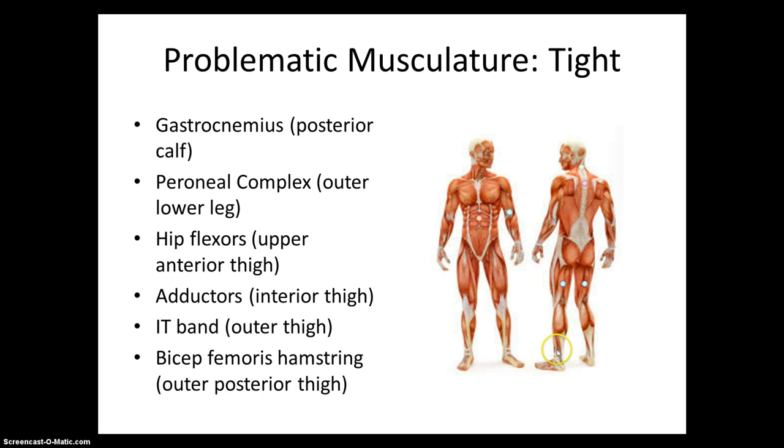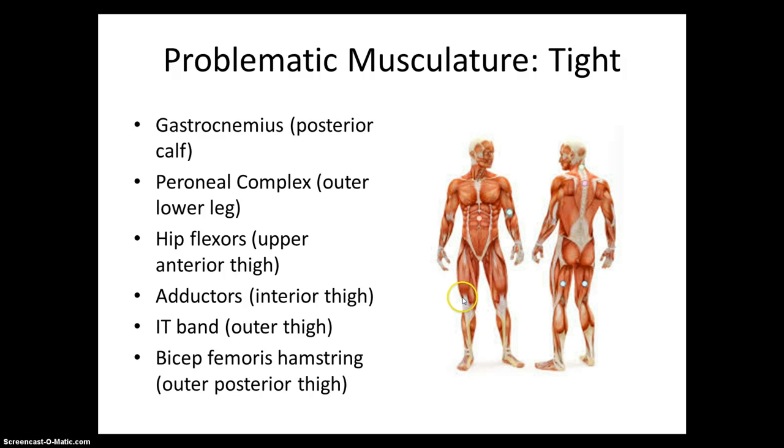The peroneal complex, which is the lateral lower leg. Okay. The hip flexors and the upper anterior thigh. We're looking right here. Again, usually the upper thigh becomes very, very tightened. Your adductors, especially in the L2 dysfunction where the knees cave and buckle in, we're looking at my adductors or medial musculature on the anterior thigh.